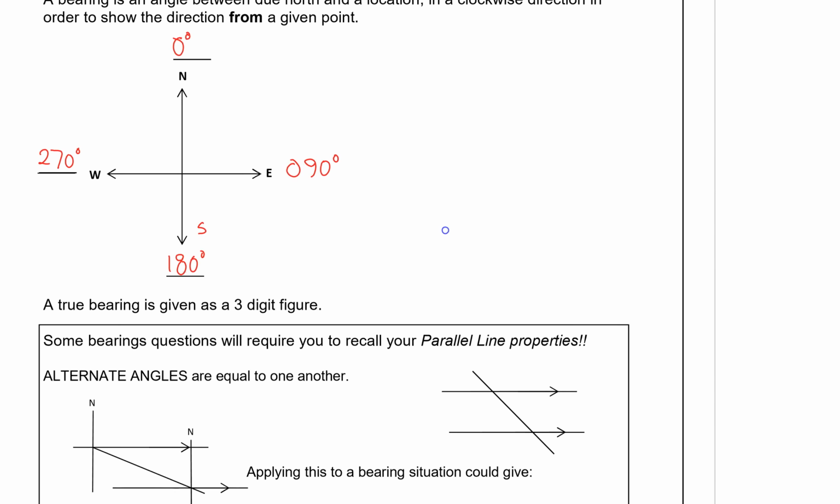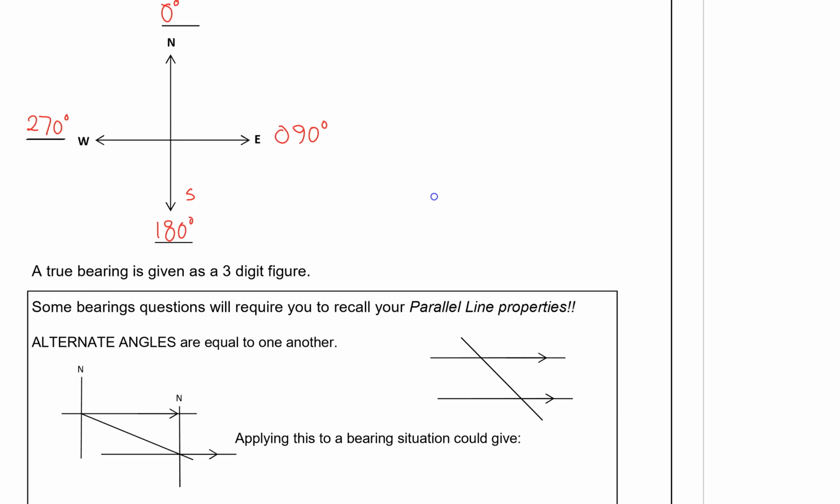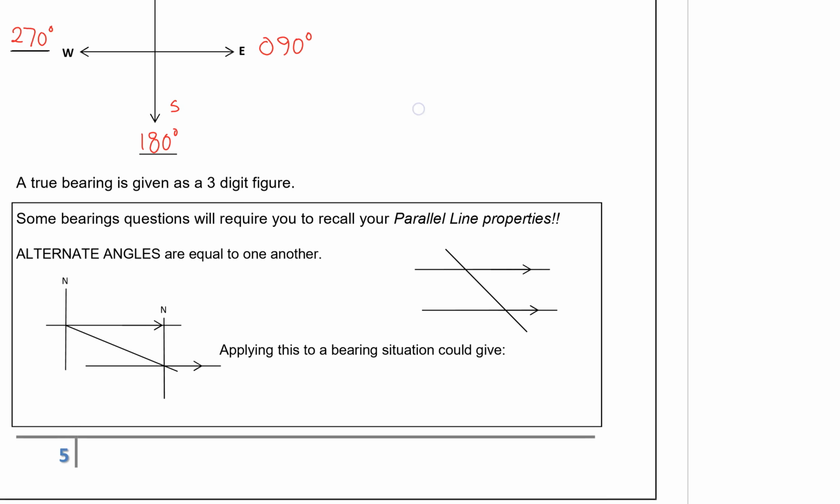A bit of a tip when dealing with bearings: you need a good diagram. It helps to draw north arrows at all of your different points. It can make it much easier to work out what's happening. North arrows are all going to be parallel, pointing to north, and that reminds us of some properties.